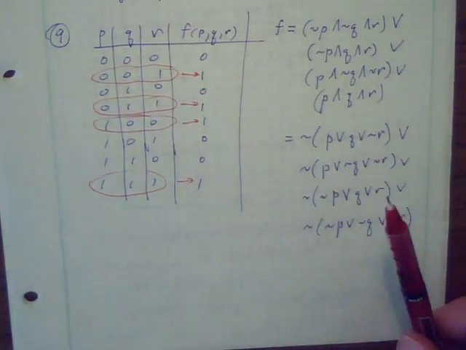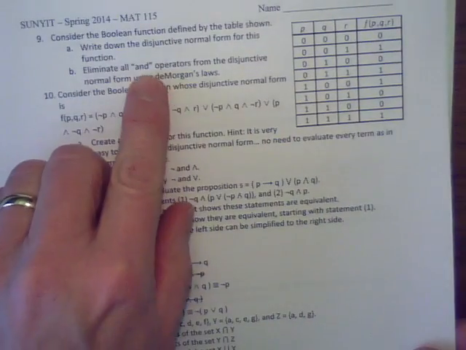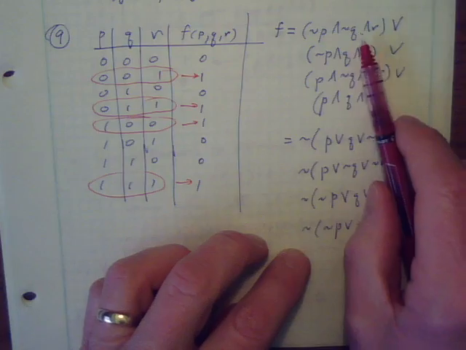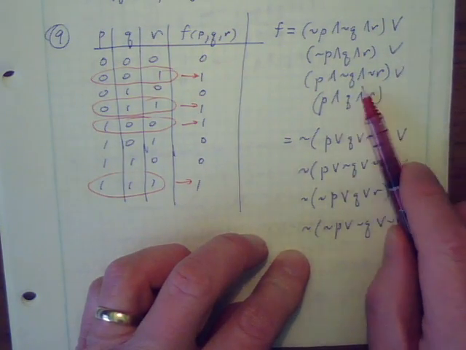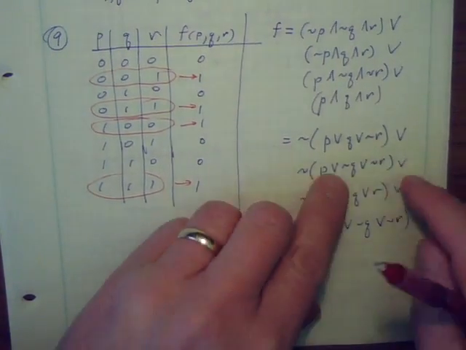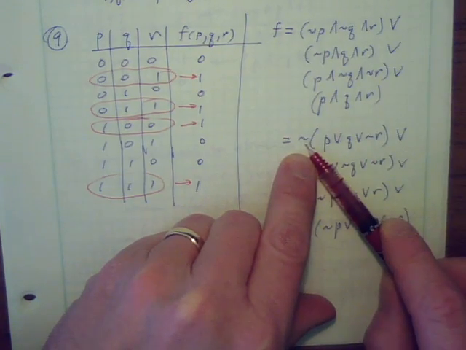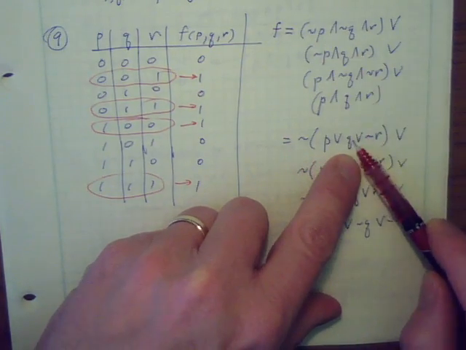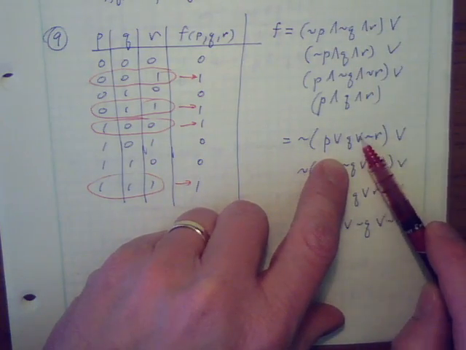Now what we want to do is eliminate all the AND operators. The AND operators are on the inside here of these 4 pieces. So I'm going to apply De Morgan's to each of those 4 pieces. On the first one, for example, I'm going to put a big minus sign on the outside. I'm going to flip the sign on the P and the Q and the R, and I'm going to turn all the ands into ors.